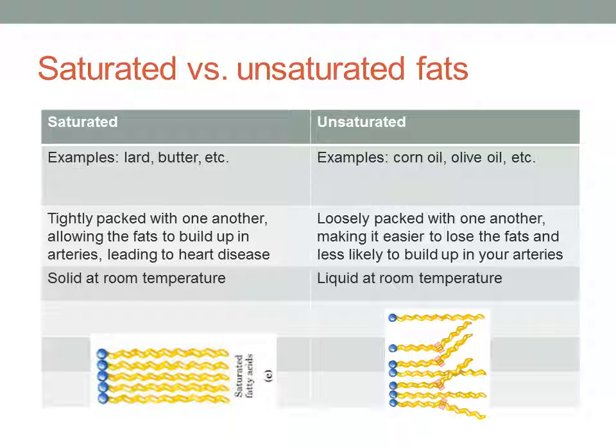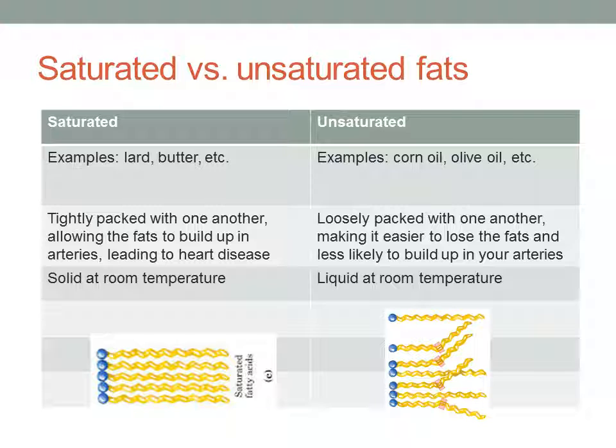If you look at the picture on the left, at the bottom, you'll see that the saturated fatty acids are very straight, which allows them to stack up next to each other. This is why they build up very easily. If you think of saturated fats, they're always solid at room temperature. So think about if you had lard or butter out on your counter, it would probably be in the solid state. However, we have unsaturated fats, which is on the right side of the table.